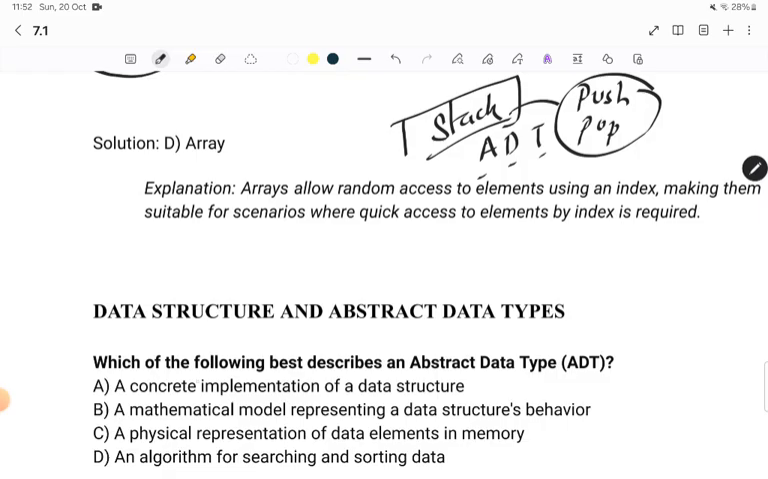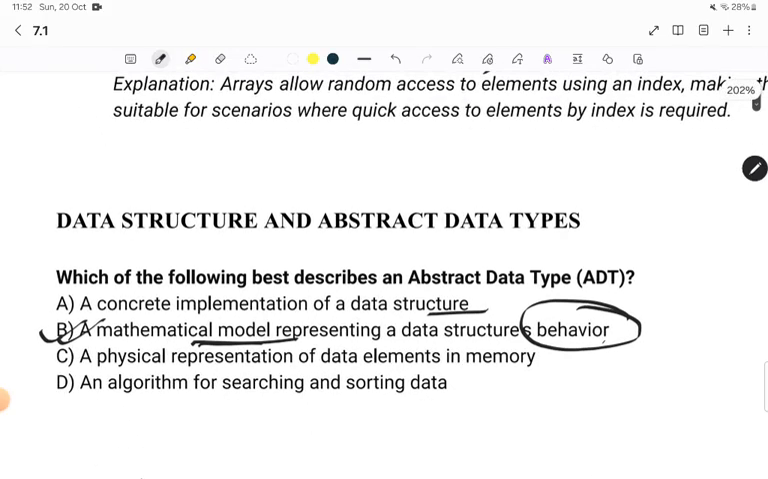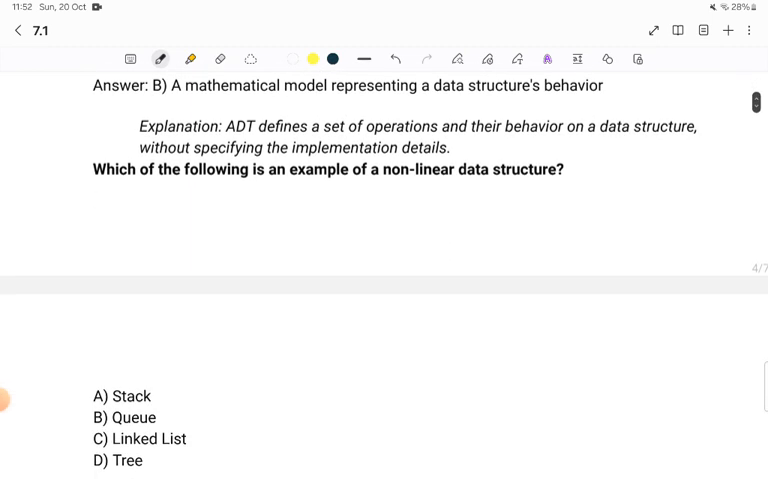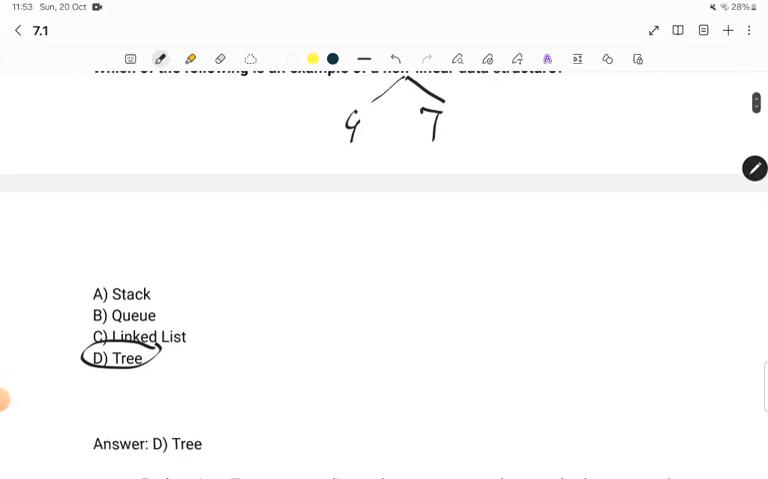Okay, so which of the following best describes the abstract data type? A, a concrete implementation of data structure; B, a mathematical model representing data structure behavior. So as I told you, if this word comes, this is the answer. So B is the answer for this. Next one: which of the following is an example of a non-linear data structure? Non-linear, only two non-linear data structures are there, graph and tree. So tree is the correct answer.